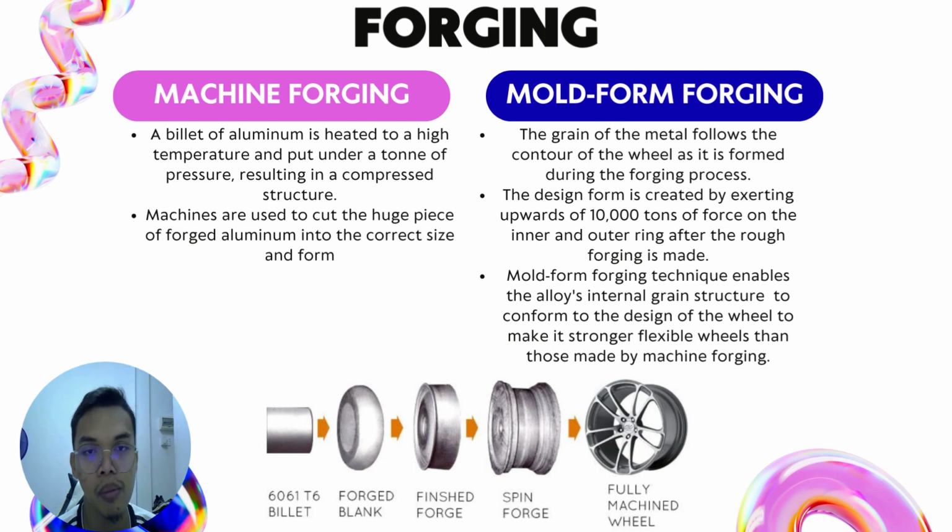For the second method, mold form forging, the grain of the metal follows the contour of the wheel as it is formed during the forging process. The design form is created by exerting an output of 10,000 tons of force on the inner and outer ring after the rough forging is made. Mold form forging enables the alloy's internal grain structure to conform to the design of the wheel to make it a stronger, more flexible wheel than those made by machine forging.